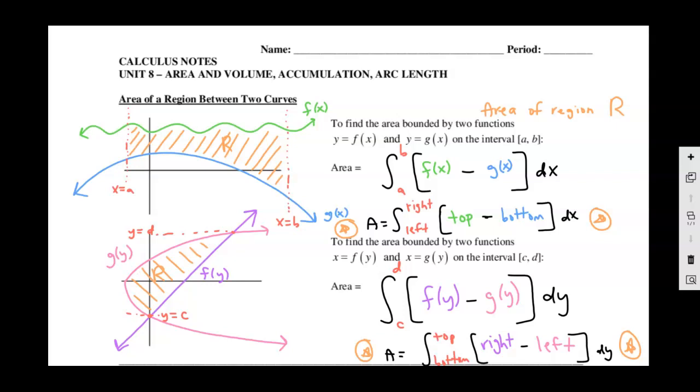By the way, if you need to, I would definitely pause the video. I would definitely take notes. These are going to be important formulas for us. Right, let's look at the first one.